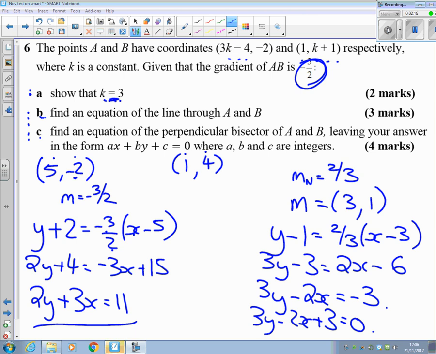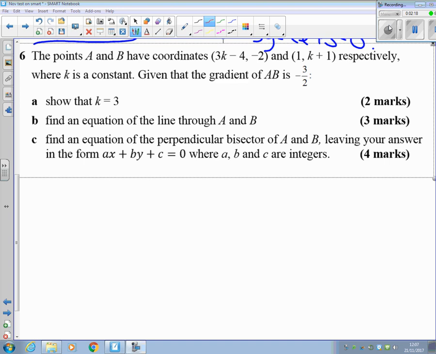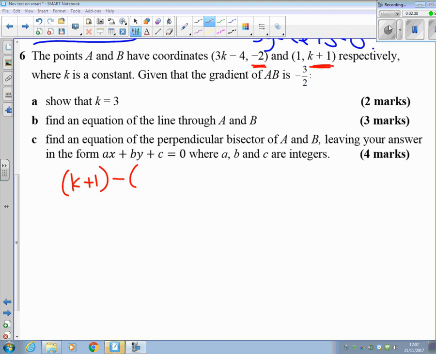Now we've just got the complicated bit to go, to try and see why k is equal to 3. So just give myself a bit more space here then. So we needed to find out our gradient. Our gradient is, how far up has it gone? So that's from k plus 1 coming up from a minus 2, divided by how far along it's gone. Now how far along it's gone is 1 minus this bit here.